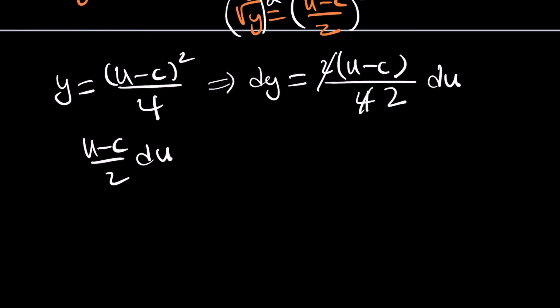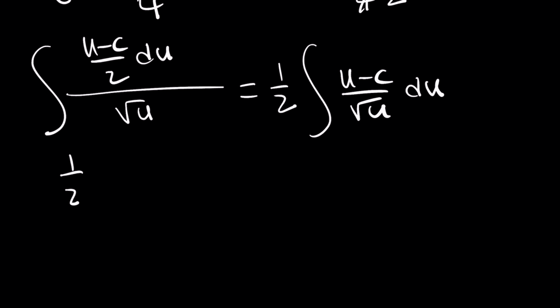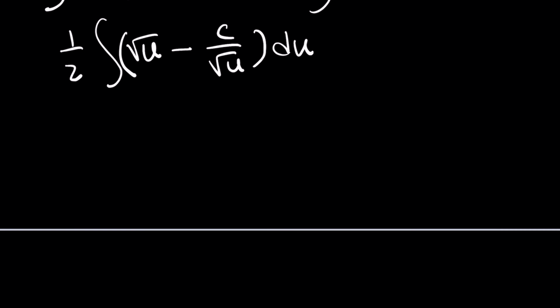So this is going to be divided by the square root of u. Yep, because I have the square root of something, that should be easy to handle. Now we can kind of write it as 1 over 2. And then inside, actually, we can split it up. But let me write it this way first so you can see what I'm talking about. 1/2 is going to stay outside. And inside, now we can go ahead and separate this as u divided by root u, which is root u, and then minus c times du over root u. I should probably do this: c over root u, and then the whole thing multiplied by du. Here we go. And now we can separate the integrals, of course.